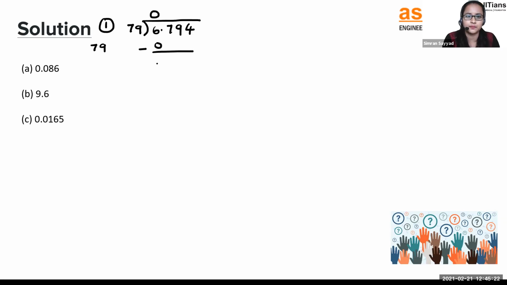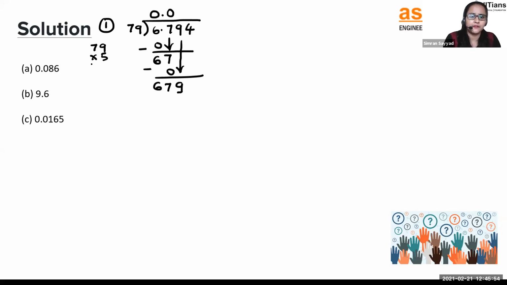Yes or no? Yeah. Now I'll take the second term, 67. Now it becomes 67. Make sure you put a decimal here. Is 67 divisible by 79? Not at all. Again, I will put a 0 over here. Now I'm going to take the third term, which is 9. Now this is a 3-digit number and I can divide it by 79. So we'll do the trial and error method.